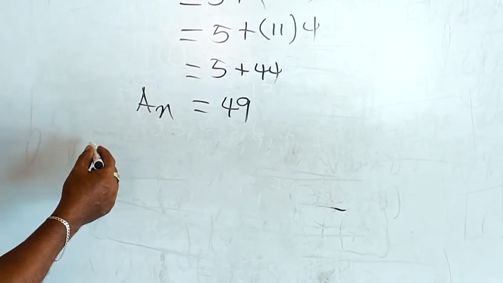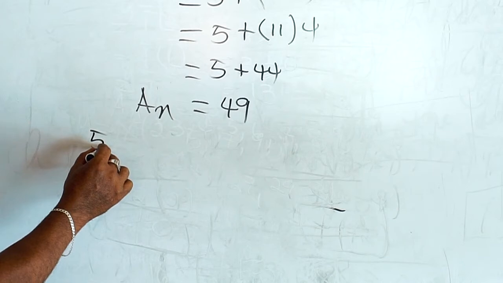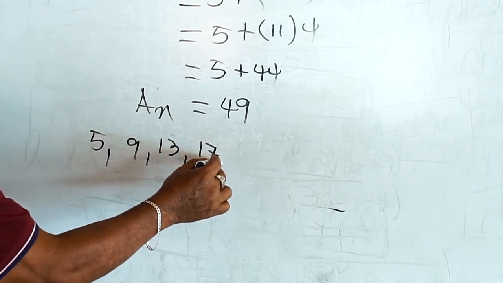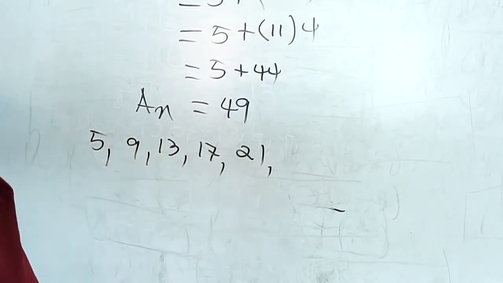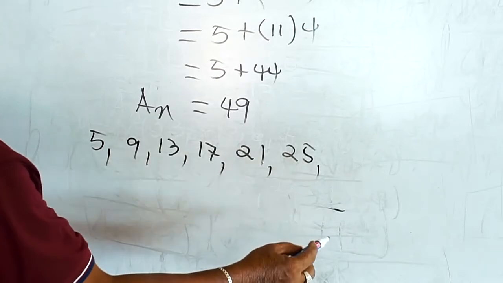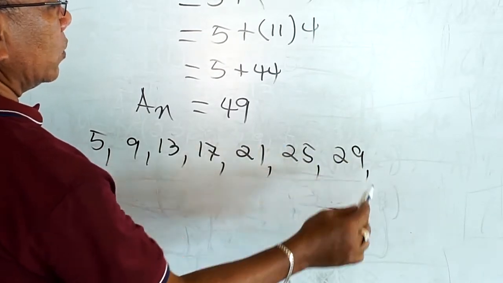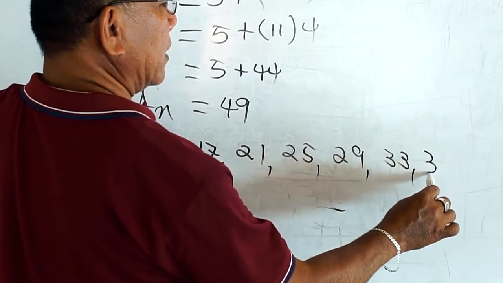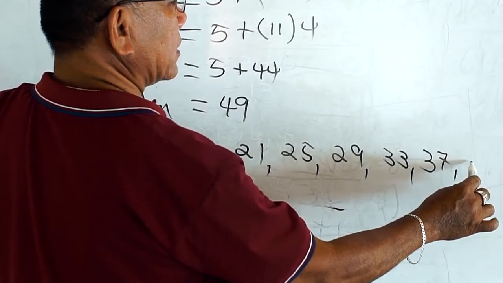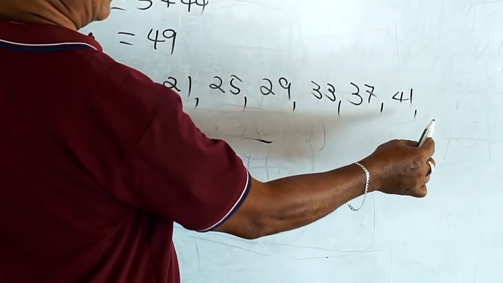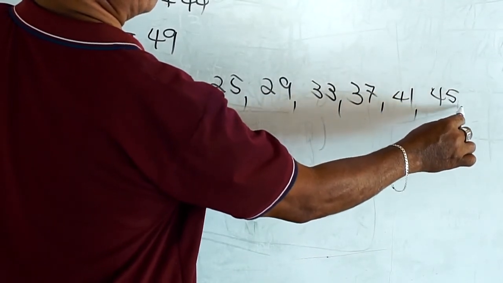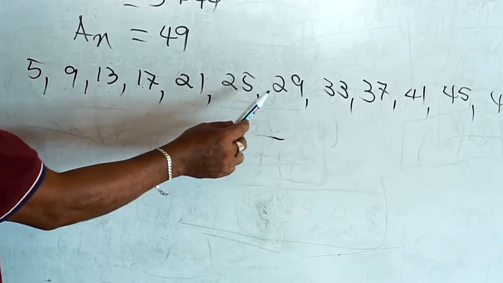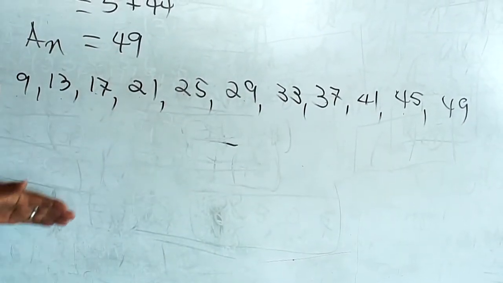Then checking. We have the first term 5, then 9, then 13. 13 plus 4 is 17, 17 plus 4 is 21, 25, 29, 33, 37, 41, 45, and 45 plus 4 is 49. Count: 1, 2, 3, 4, 5, 6, 7, 8, 9, 10, 11, 12. So we have 12 terms.